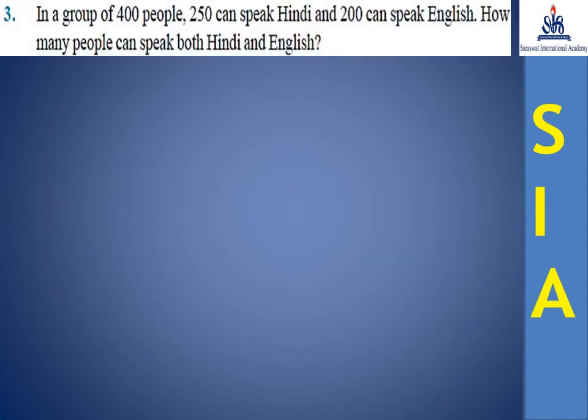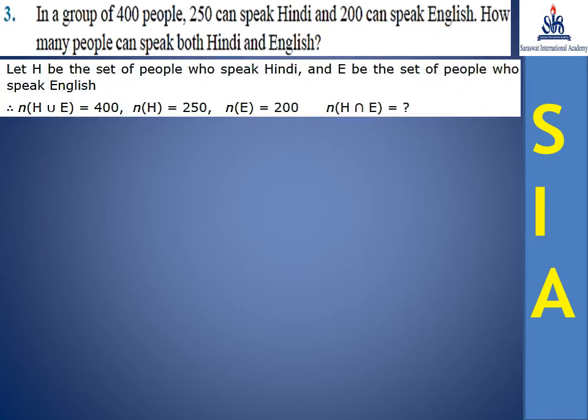In a group of 400 people, 250 speak Hindi and 200 speak English. The question asks how many people can speak both languages, Hindi and English. Students, it means an intersection is being asked. So it is very easy. Consider Hindi as H and English as capital E, the people who speak those languages.